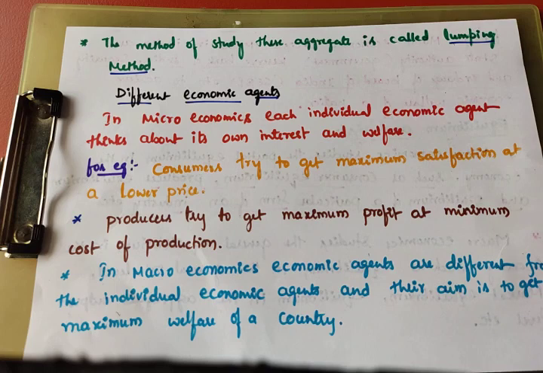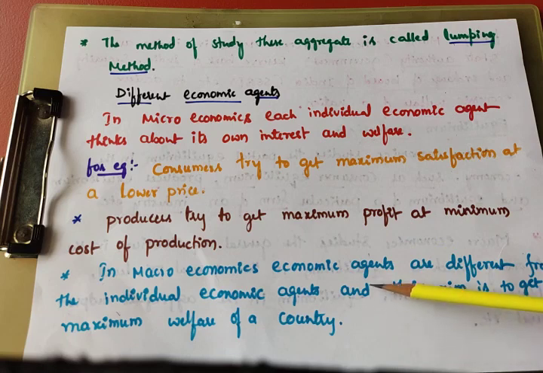Cost of production means the expenses incurred in the production of a product. To produce a commodity, how much expense is incurred, that is called the cost of production, or production cost. So in microeconomics, the producer always wants to maximize his profit at minimum cost, and a consumer always tries to get maximum satisfaction at lower price.